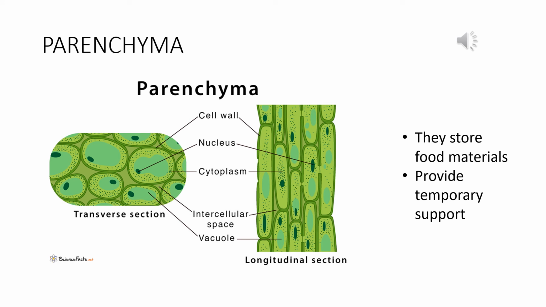Another kind of simple permanent tissue is known as parenchyma. The cells of the parenchyma tissue have a prominent cell wall. They have a prominent nucleus and they have a very large vacuole in their cytoplasm. And also they have intercellular spaces between 2 cells. They store food materials in the vacuole and they provide temporary support to the plant.